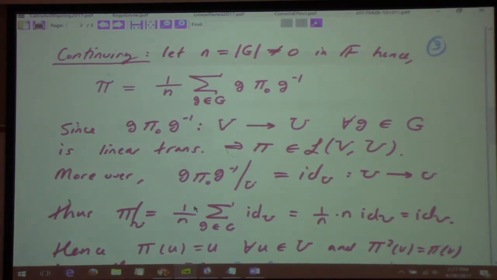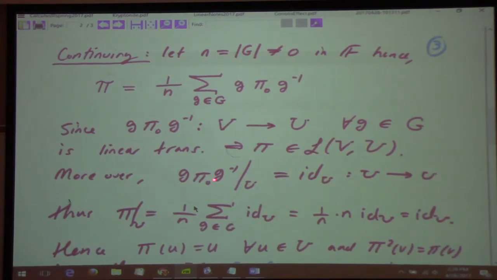Let's see here. First of all, each one of these is a mapping from V to U, as we've discussed. So we're adding together maps that go from V to U. We get then yet again another linear transformation from V to U, right? If you add together things that go from here to here, you still get something that goes from here to here, right? And 1 over n doesn't change that.